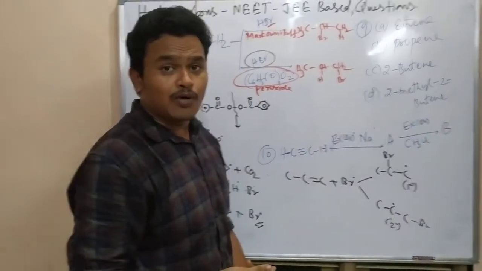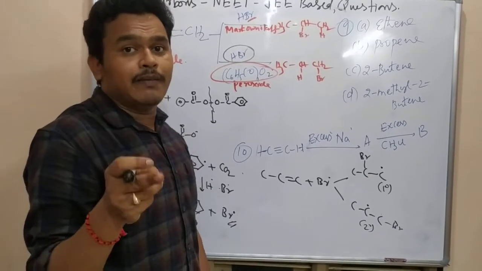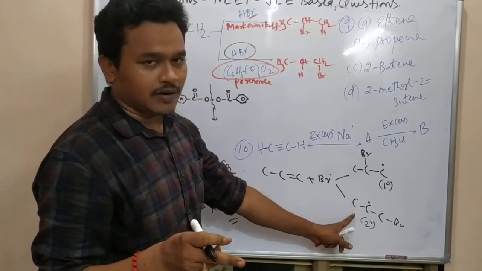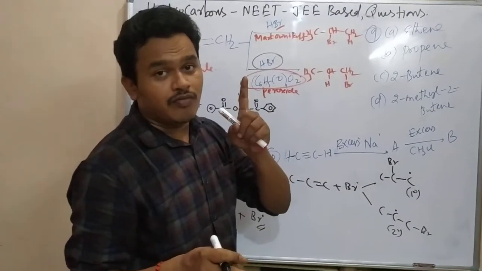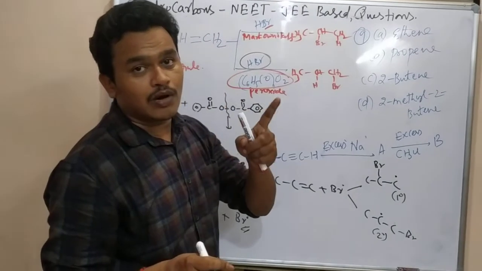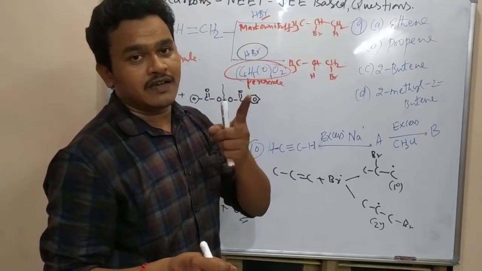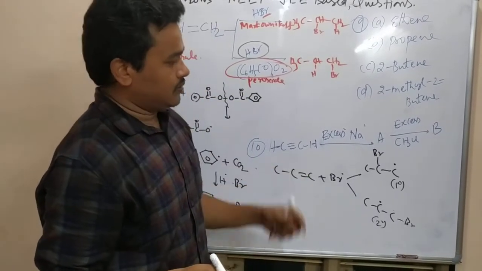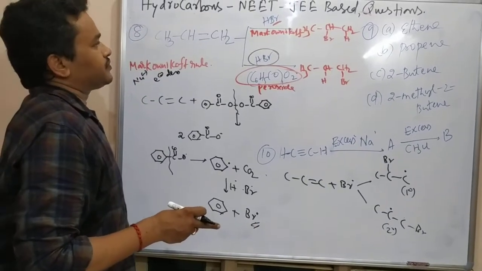Why am I talking about this mechanism? In case they are asking for the intermediate in the options, at that time you have to know this. This is the mechanism of Markovnikov's and anti-Markovnikov's rule. This is very, very important. Even though it is simple, it is important. Don't make a mistake in the mechanism in the same way in the question.